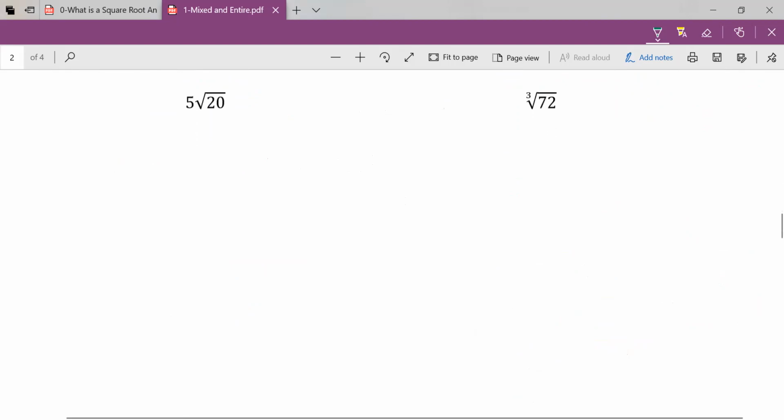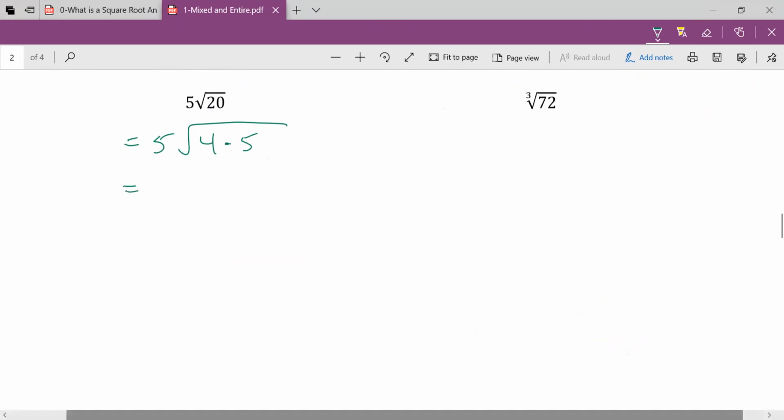Okay, let's try a couple more. So next one here, 5 times the square root of 20. So what I say to myself is the perfect square that's a factor of 20 is 4. So 20 is really 4 times 5. The square root of 4 is 2. So I go 5 times 2, 10 root 5. Just like that. Okay, now, how do I check my work?